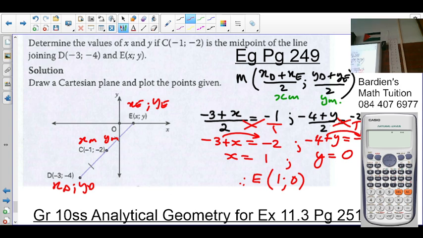Can you see that, people? As you can see, this is on the positive part of your x-axis, and that is on your x-axis, which makes y 0. Okay, does it make sense to you? Anybody that's confused?